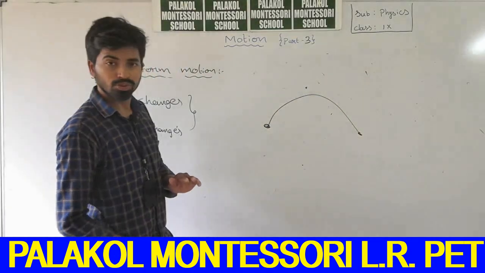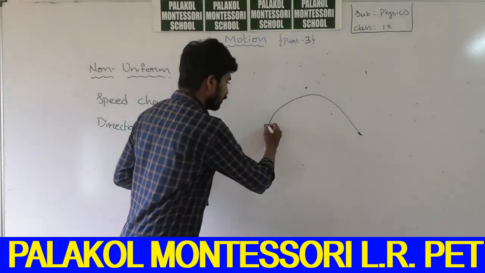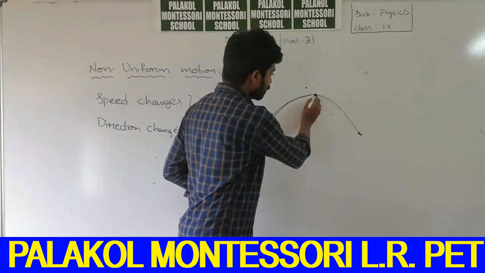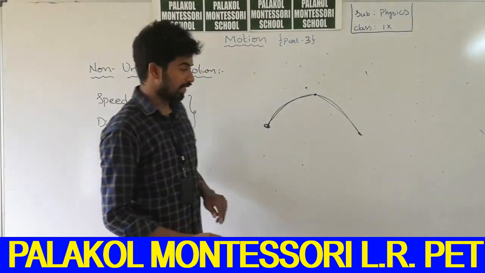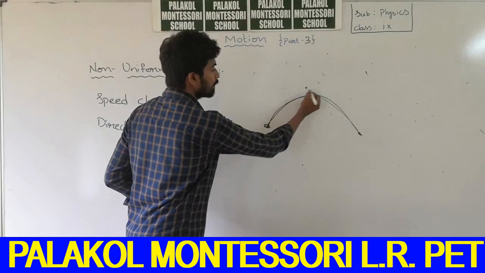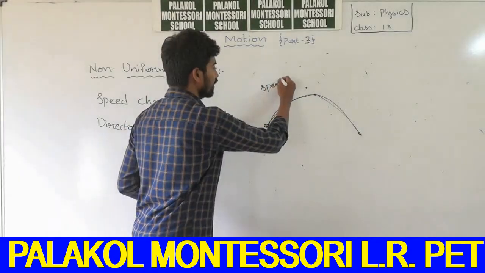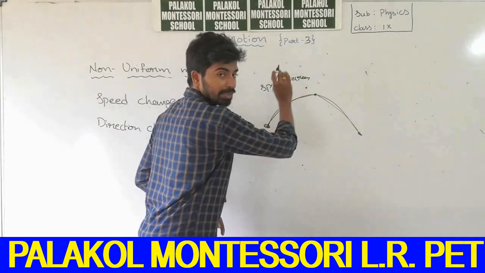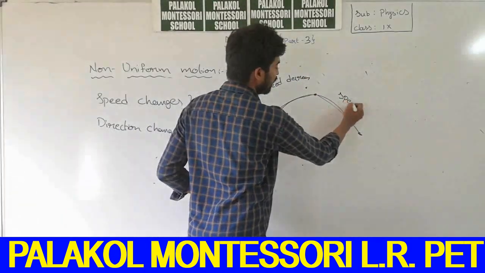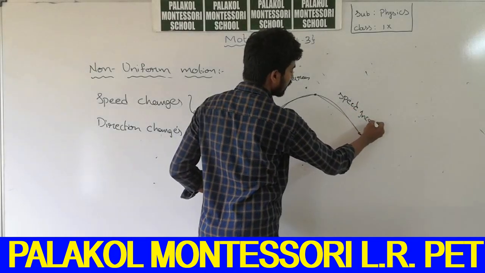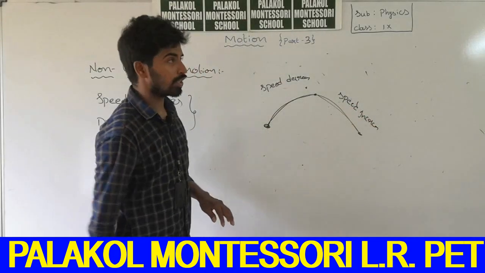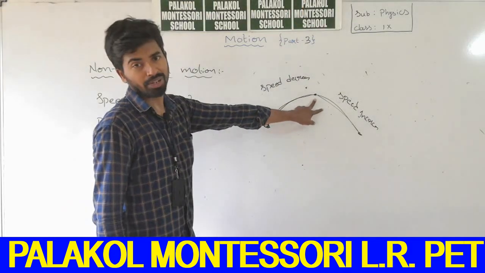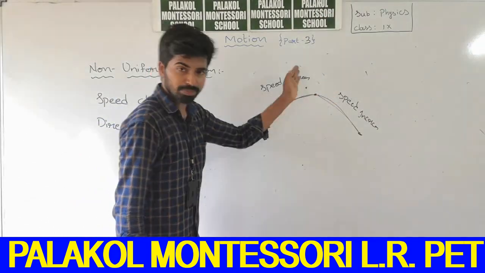Initially when you throw a stone like this, the speed slowly decreases and comes to a minimum at this point, and again the speed increases until it reaches the ground. Here the speed is changing. If you throw a stone like this, the stone slows down up to the maximum point, and after the maximum point the speed increases again.